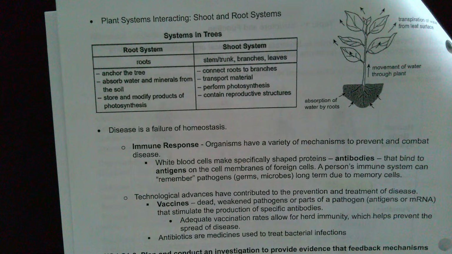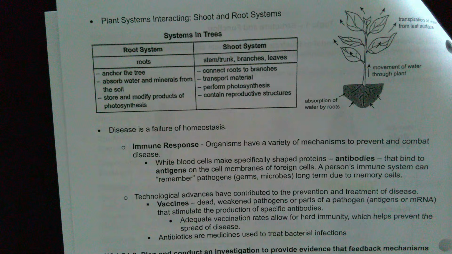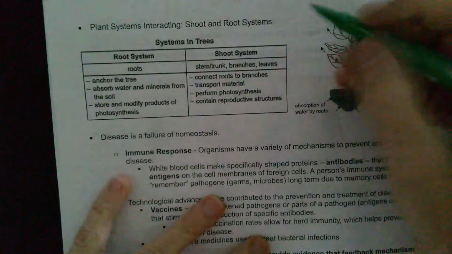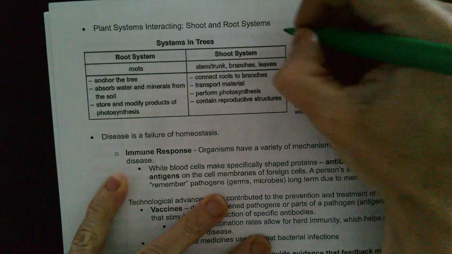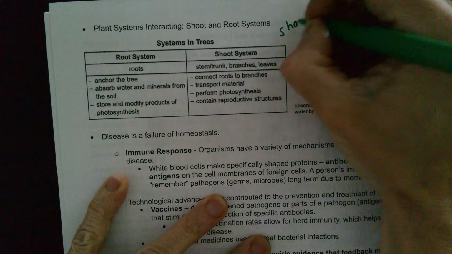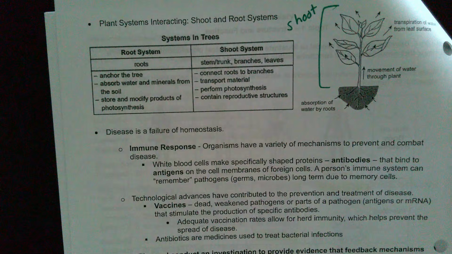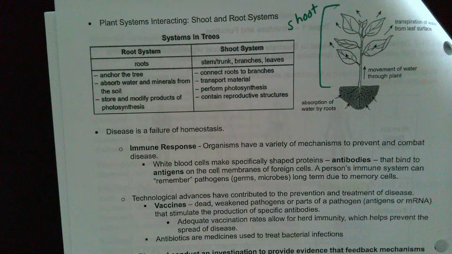All right, on this page, now we actually have the plant. I took this right from the Regents on the left-hand side. The right-hand side is from an old Regents. It gives me my systems. Just like humans have different systems, plants have different systems. You have the root system and then the shoot system. The top part that's above the soil is the shoot. And then the part that is below the soil, that's the root.